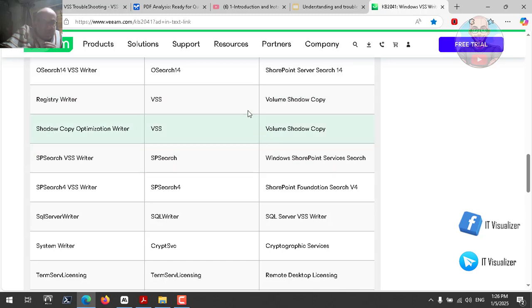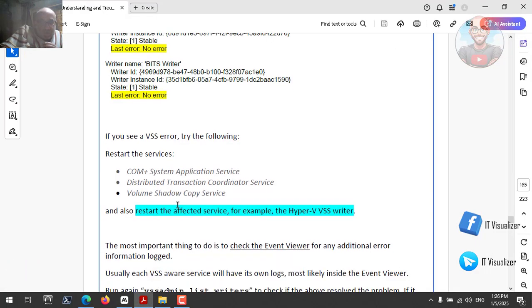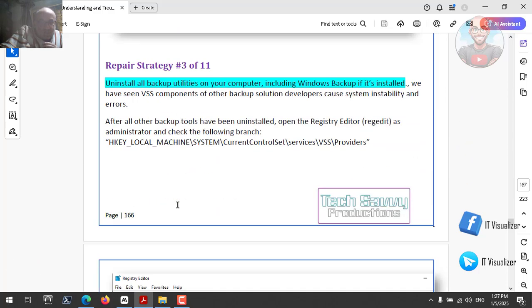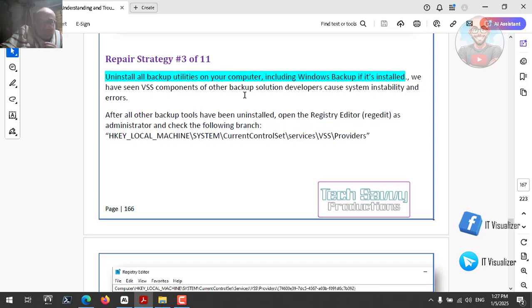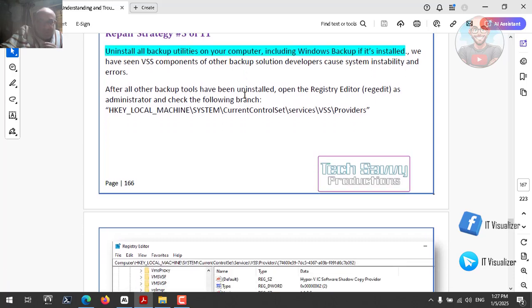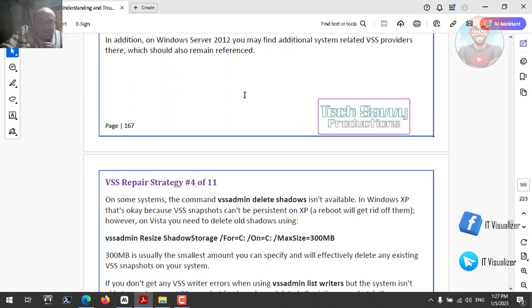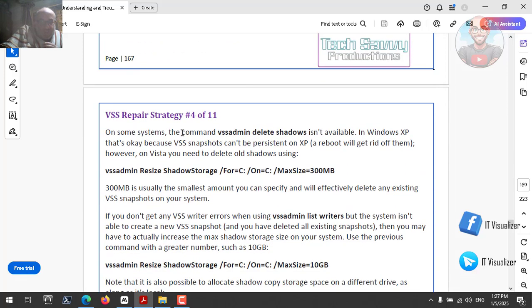Okay, so we need to make sure which service is related to which writer. If you go further, this is strategy 2, and then strategy 3 is talking about uninstalling all backup utilities. Maybe this is something. So I think he's given us a lot of options to troubleshoot VSS repair strategy.